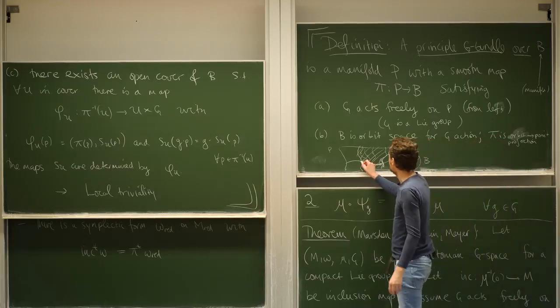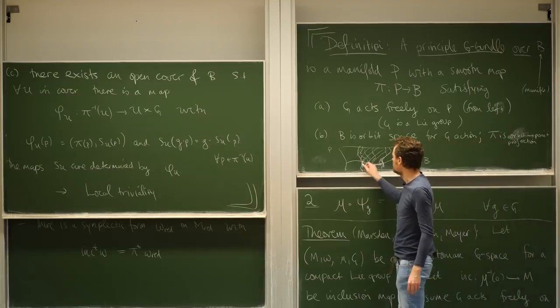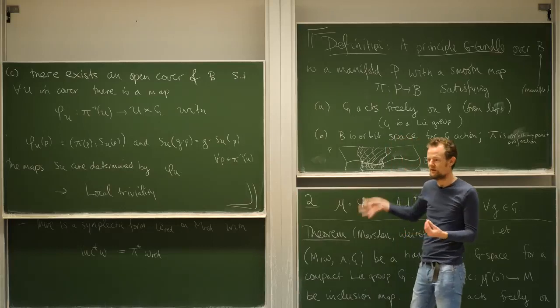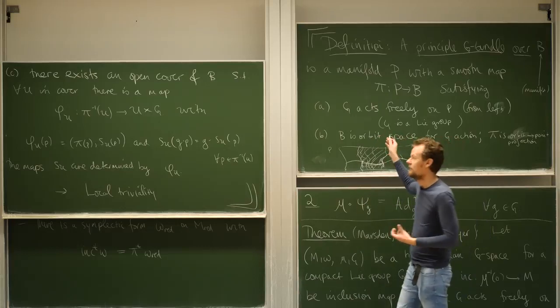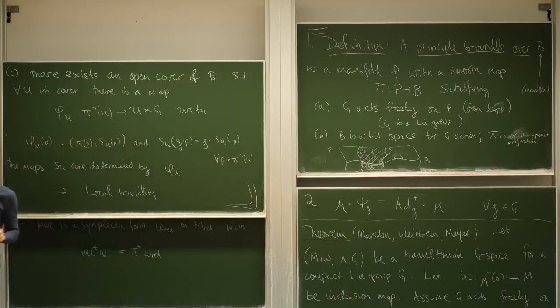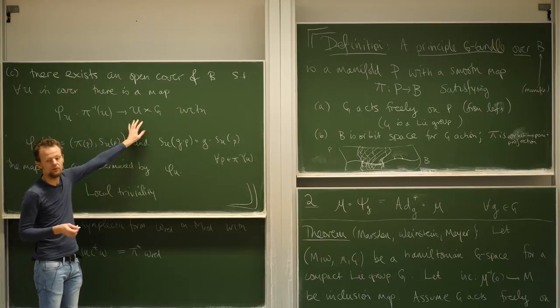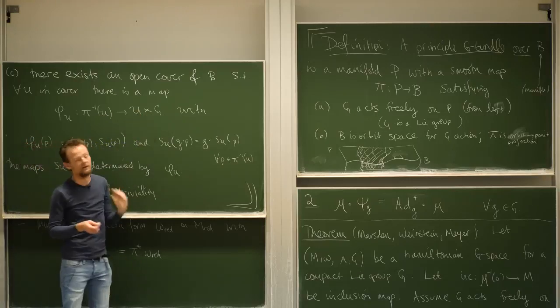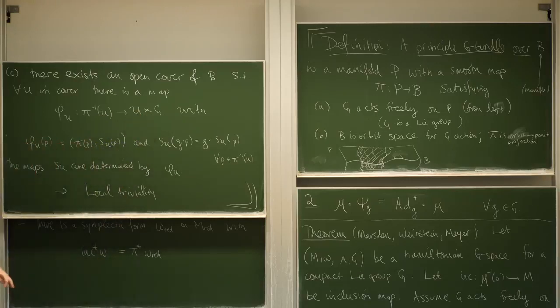So at least for a given point in an orbit, you can think of this as being a cross product of the point and a copy of the group G. And then condition C says that that actually holds for a finite region around any point. And furthermore, you can locally trivialize these blocks into a product of the open set U and the Lie group G.